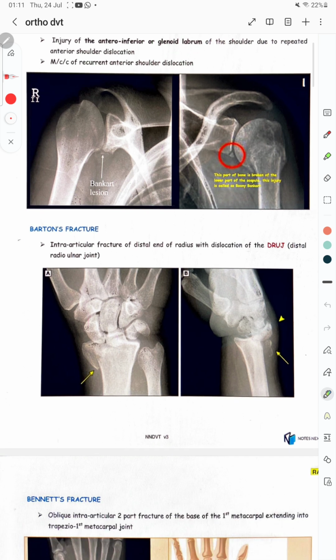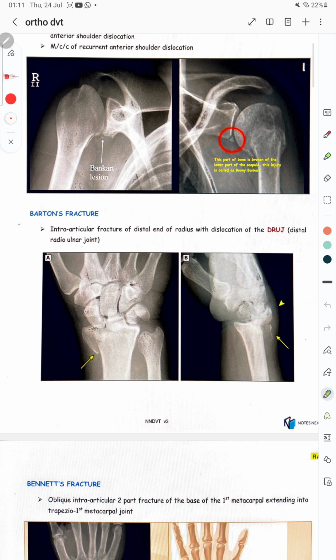So this is Bankart's. Then Barton's fracture. It is an intra-articular fracture of the distal end of radius with dislocation of the distal radio-ulnar joint. This is radius, this is ulna. So it is the intra-articular fracture of the distal end of radius along with the dislocation of the radio-ulnar joint.